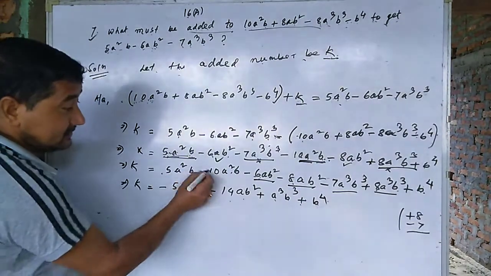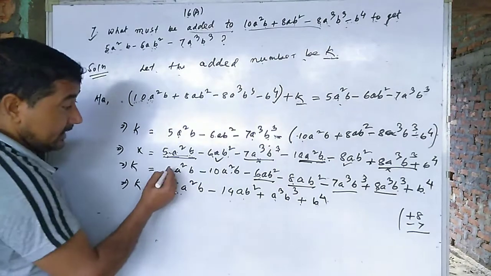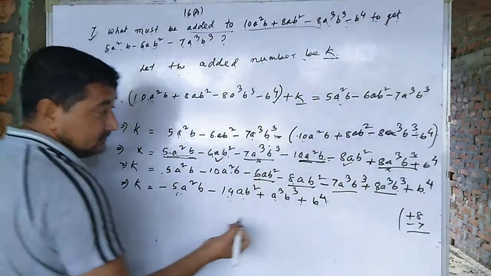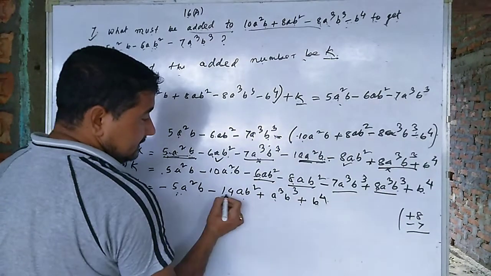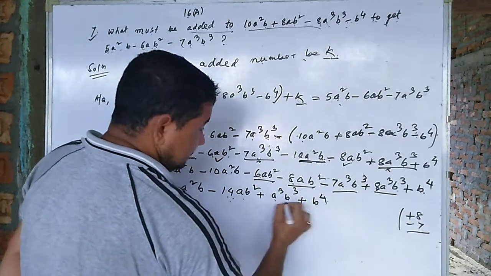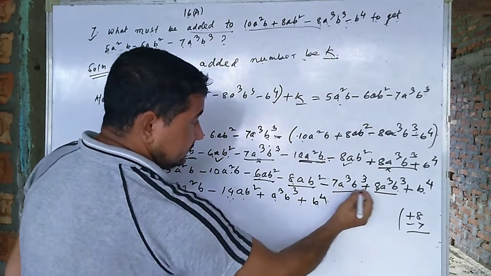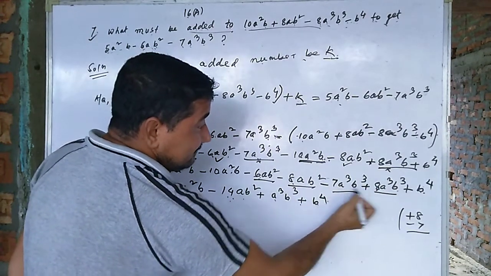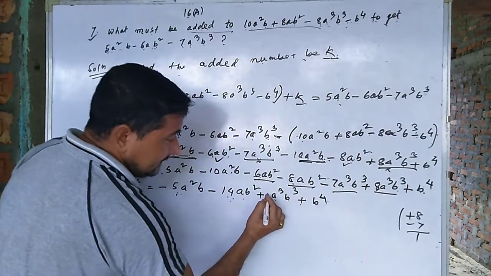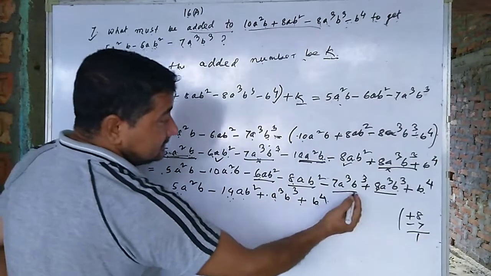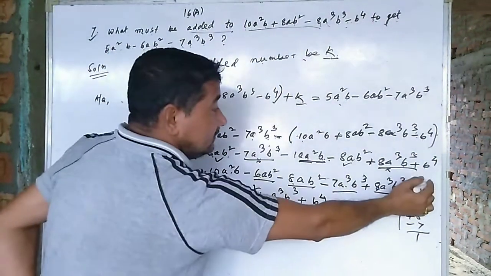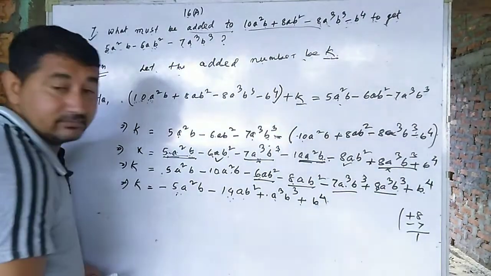Now 5 minus 10, how much? 5 minus 10 is minus 5... minus 6 minus 8 is minus 14. Here a cube: 8 minus 7, how much? 1. Then we can say here 1, but the variable is a cube b cube. And b to the power 4 will be the same.